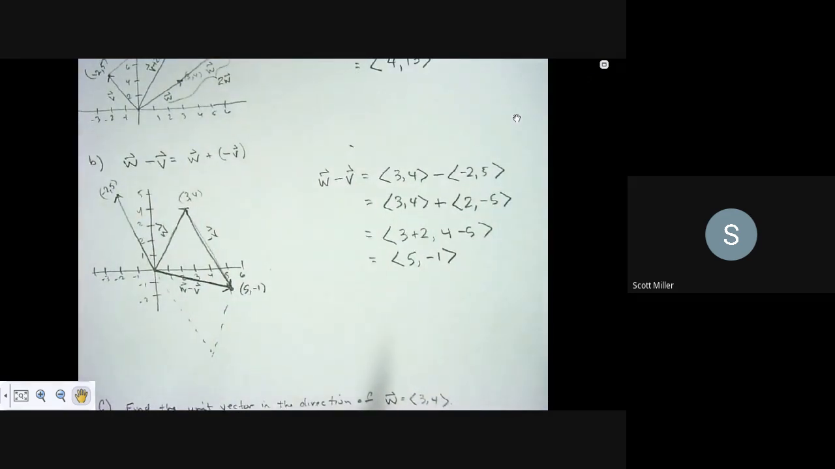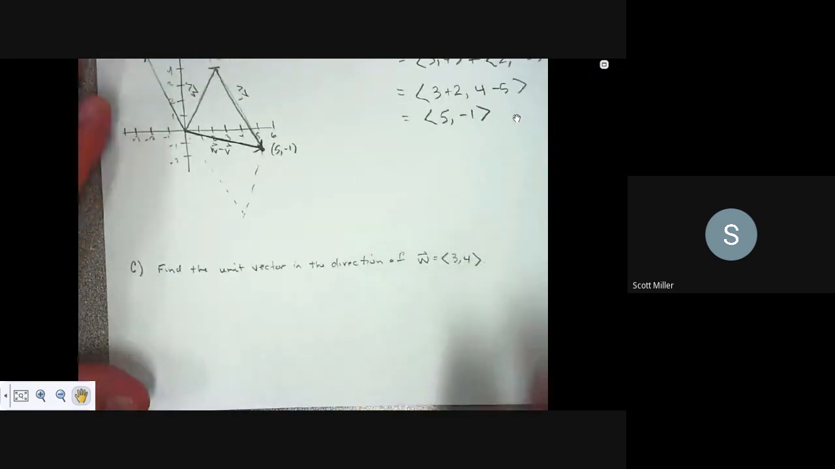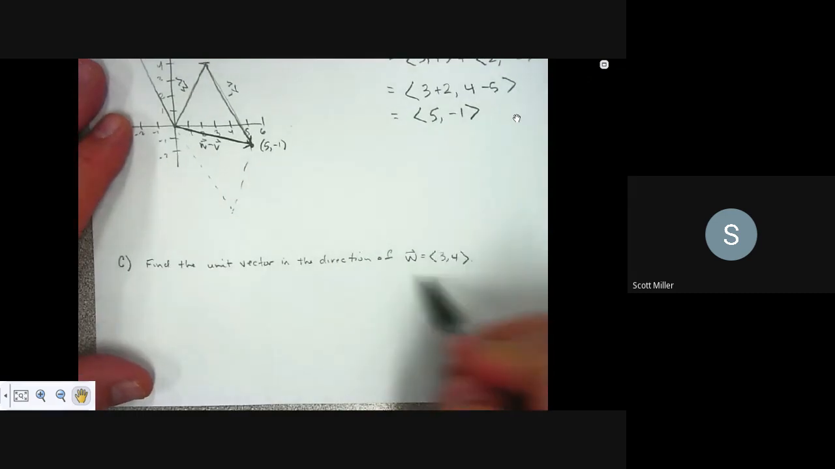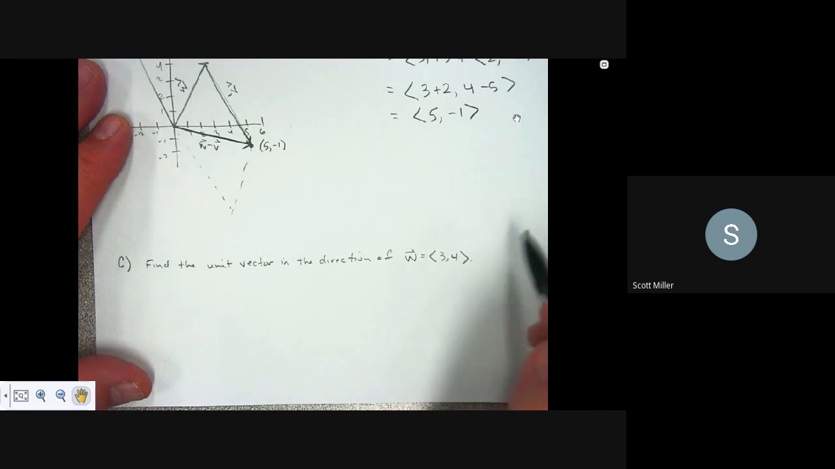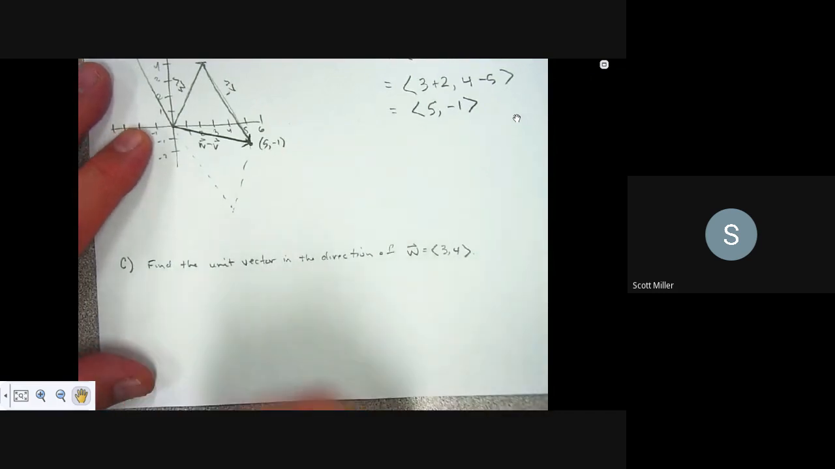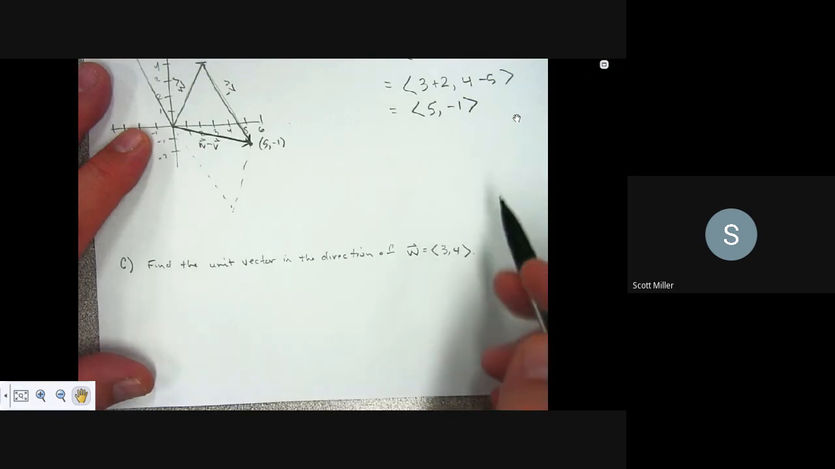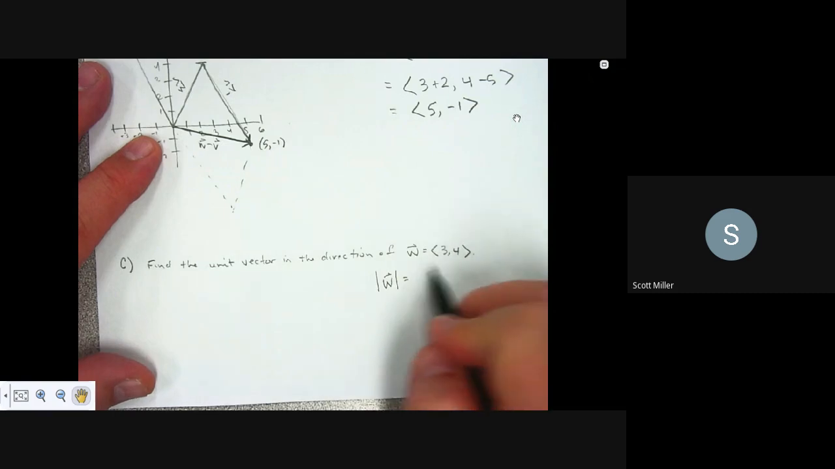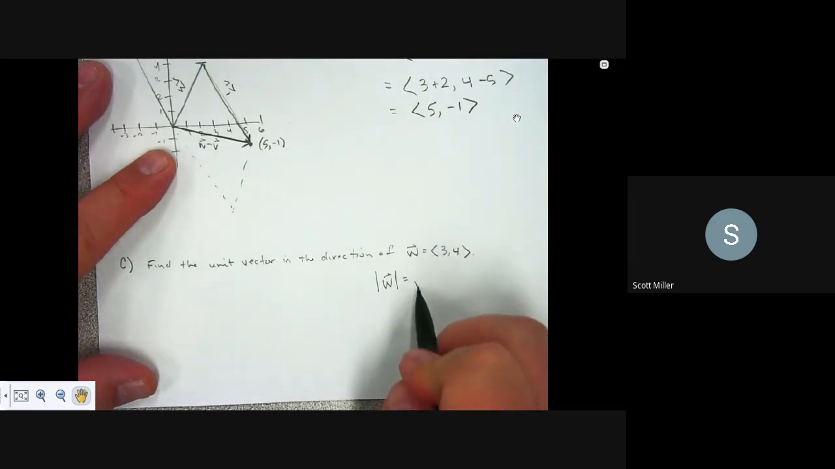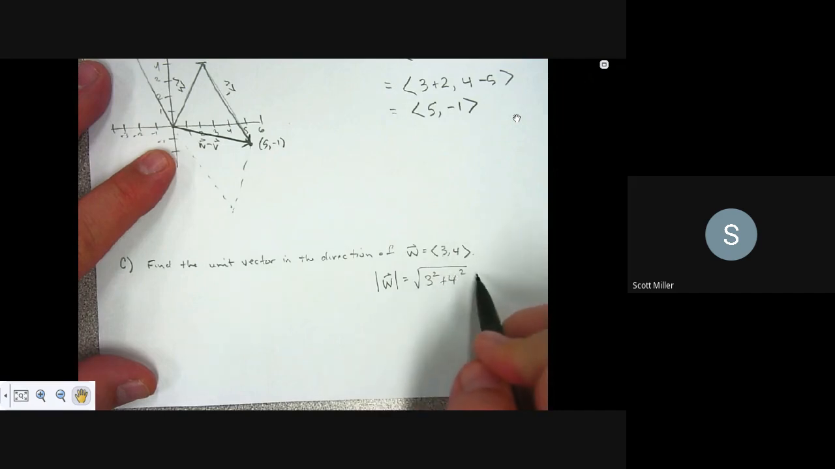I have another one I want to do, and that is this one. We talked about the unit vector in the direction of another. So here is a vector W. I want to find a unit vector that is in the exact same direction as W. Okay? So we know that I'm going to need to find the magnitude of W. The magnitude is just a Pythagorean theorem where this is A and B. So it is the square root of 3 squared plus 4 squared.